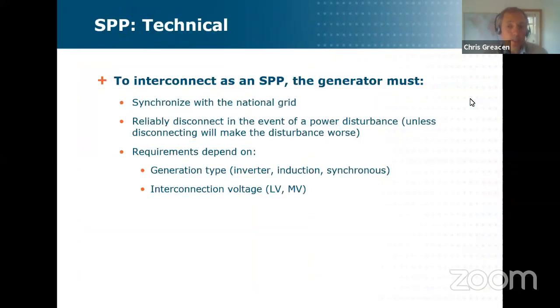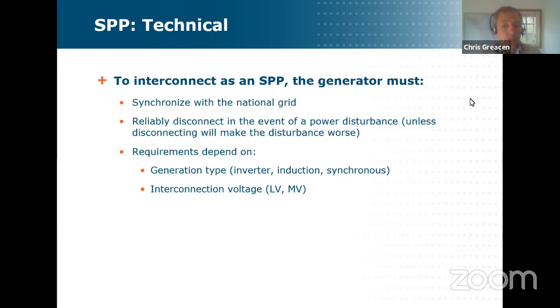On the technical side, SPPs are more difficult than SPDs. With an SPD, we saw that all that's necessary is a transformer and a fused switch to get the electricity from the national utility onto the SPD's distribution network. In the SPP case, it's a bit trickier. The generator has to synchronize with the national grid, operating not only at the same frequency, but also the same phase, so that the sine wave of the national grid power is rising and falling in sync.